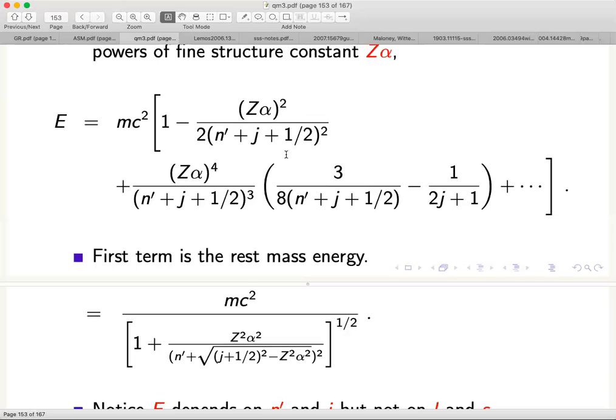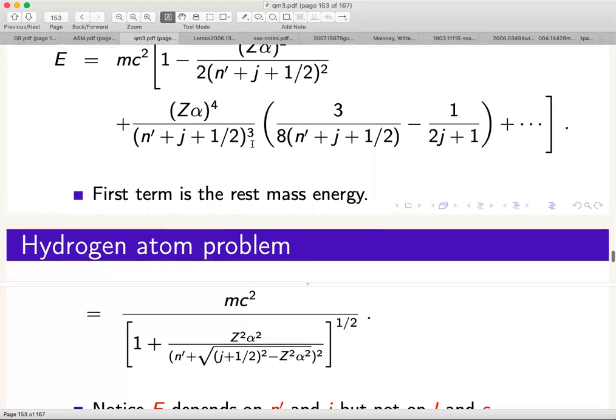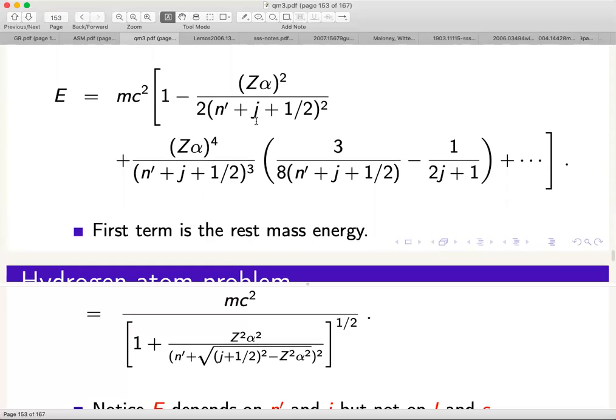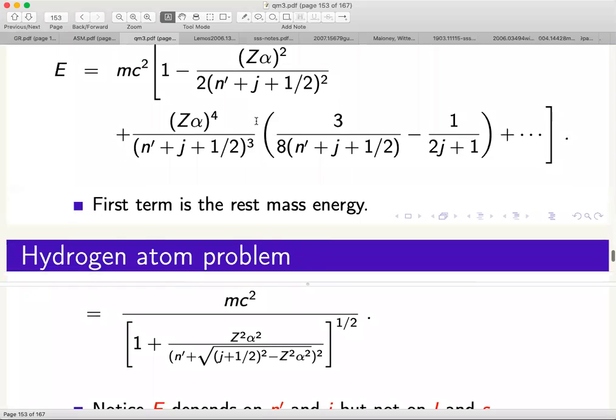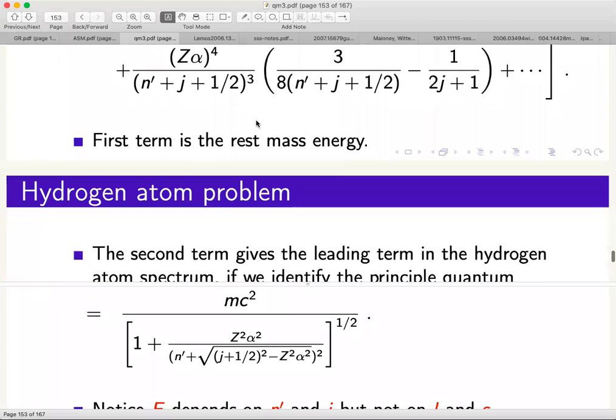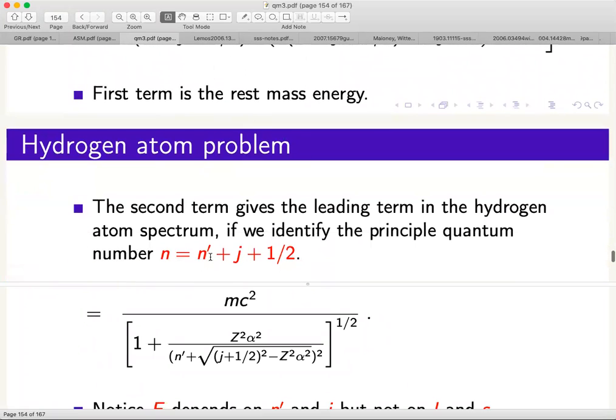But what you get in the denominator is a quantity which is n prime plus j plus half. Now remember, j plus half is an integer because j is a half odd integral quantity. Remember, because it is L plus S or L minus S. So what we get is a quantity which is n prime plus an integer.